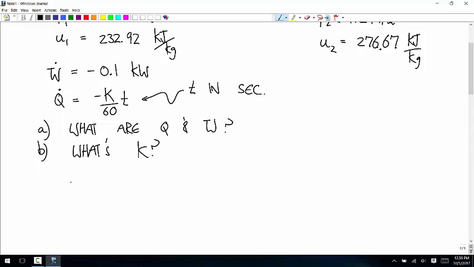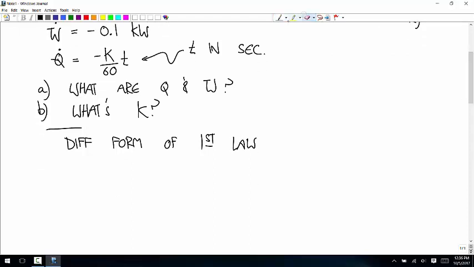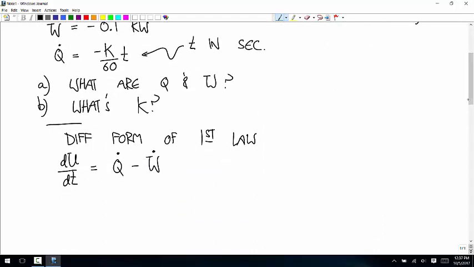So the differential form of the first law says the rate of change of internal energy, and we don't have any change in potential or kinetic, so I'll just write that as internal energy with respect to time, is equal to Q dot, the rate of energy added through heat, minus W dot.